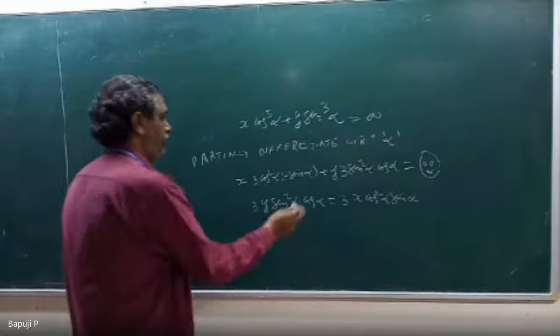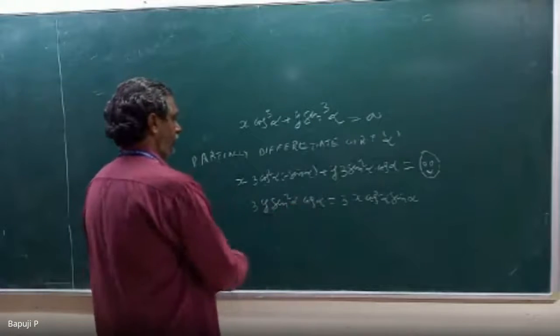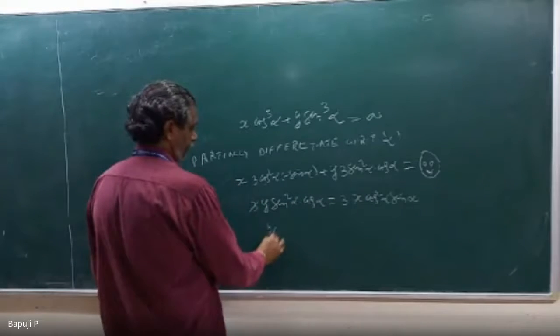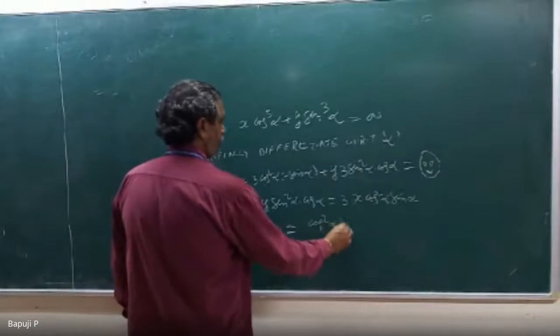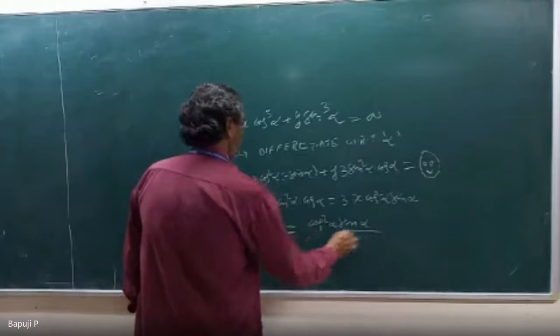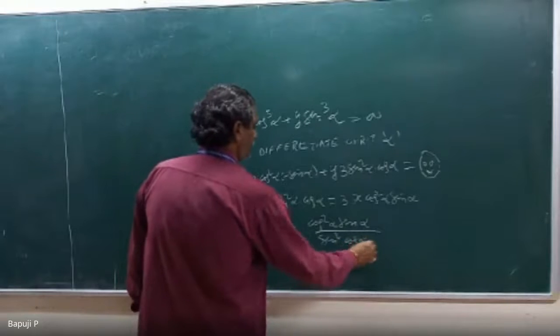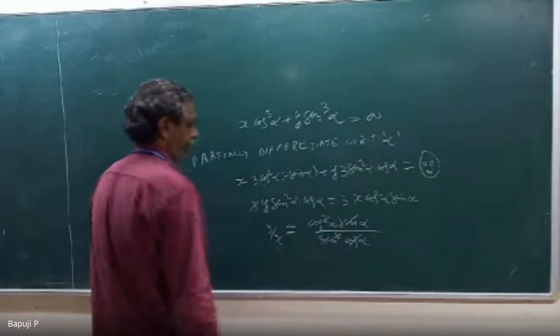Bring that to the other side. What will happen is sin square alpha cos square alpha can bring x in the 3 also cancel. So y by x is equal to what? Cos square alpha sin alpha divided by sin square alpha cos alpha. Square this cancels, this and this cancel.